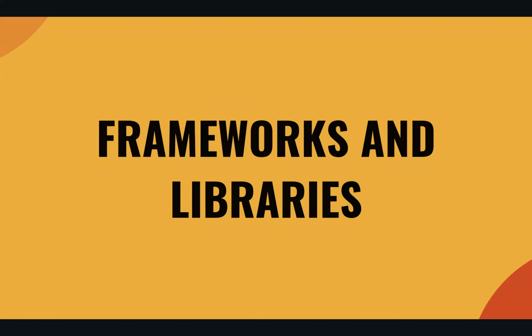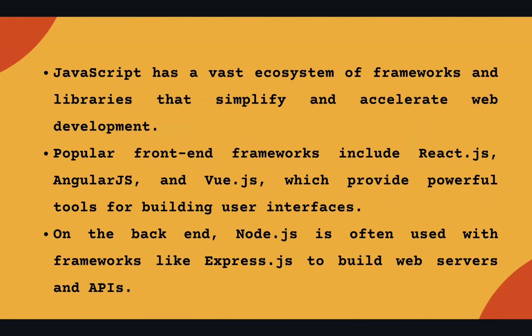Frameworks and libraries. JavaScript has a vast ecosystem of frameworks and libraries that simplify and accelerate web development. There are huge libraries available with JavaScript, so whatever is needed according to your requirement, you can simply use that framework. Popular front-end frameworks include React.js, AngularJS, and Vue.js, which provide powerful tools for building user interfaces. Nowadays, people are mostly using React.js and AngularJS to develop applications. On the backend, Node.js is often used with frameworks like Express.js to build web servers and APIs. On the front-end side they are using AngularJS and React.js, and on the back-end side they are using Node.js with Express.js kind of things.